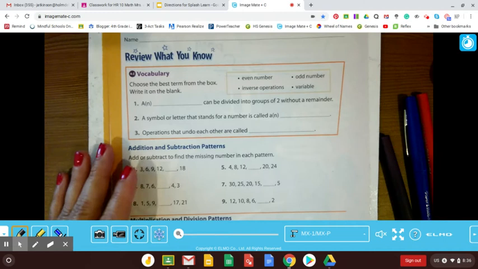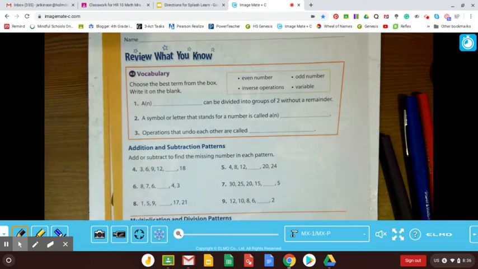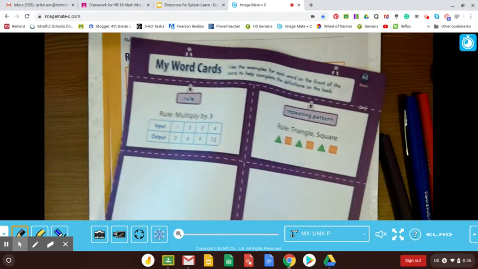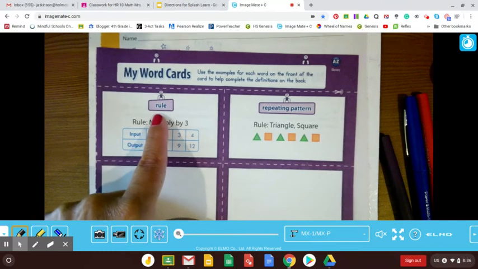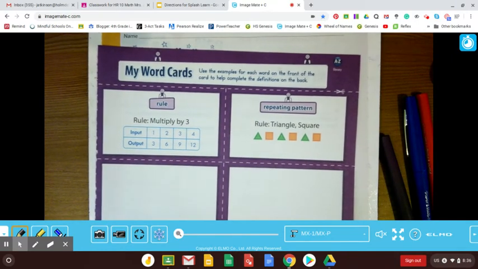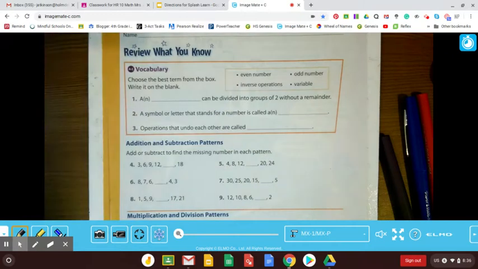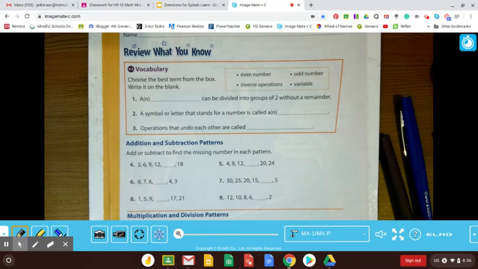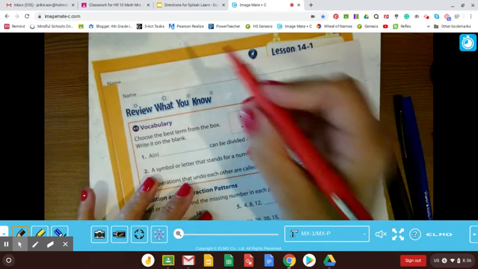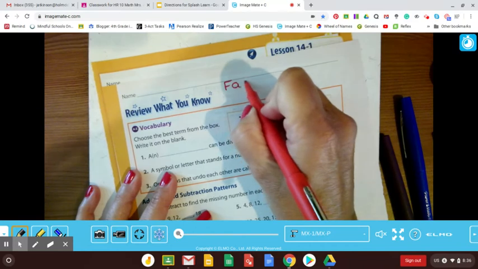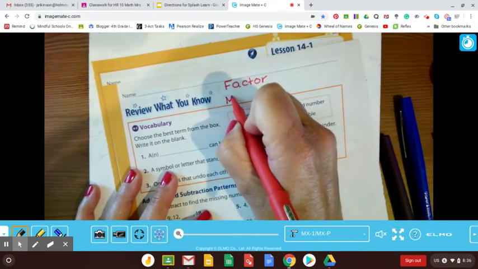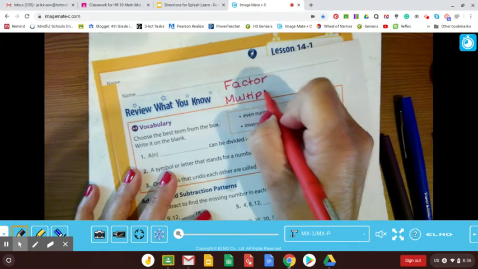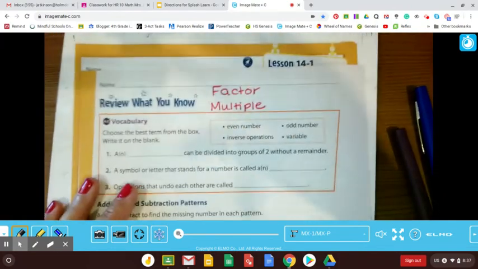I want to take a quick look at the review what you know. We're not going to do any vocabulary necessarily for this topic. I do have it somewhere. Where is it? This is the vocabulary sheet. There's only two words, rule and repeating pattern. And I think that you guys probably get that without even talking about it. However, there are some things that we want to review for this topic that you may forget what they are. Do you guys remember these two words?